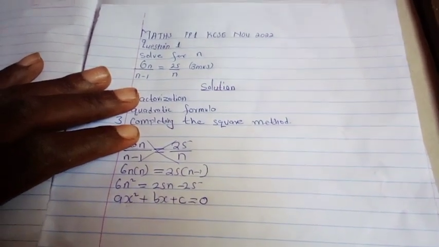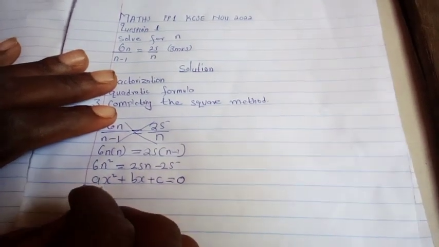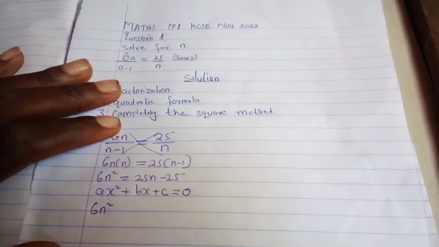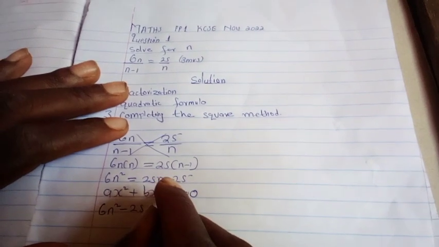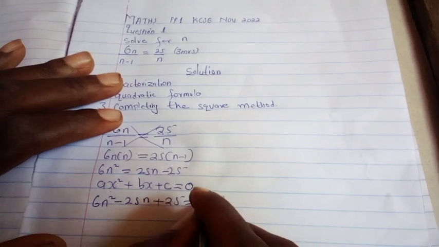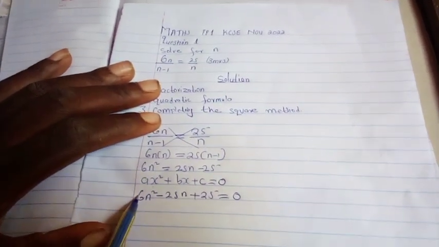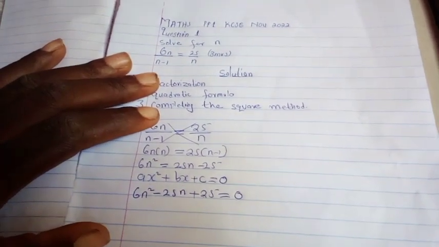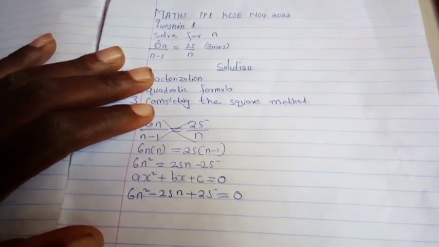So on the left-hand side of the equation, you remain with 0. You'll get 6n squared, because here it is positive, when it comes to the other side of the equation, it becomes negative 25n. Then this one is negative, it will become positive, plus 25 is equal to 0. If you ask me which one is a, I'll tell you 6 is a, negative 25 is b, and 25 is c. So we have formed the quadratic equation.